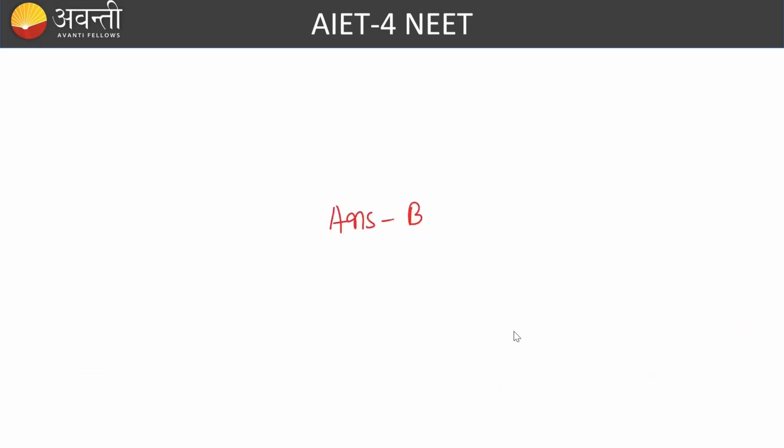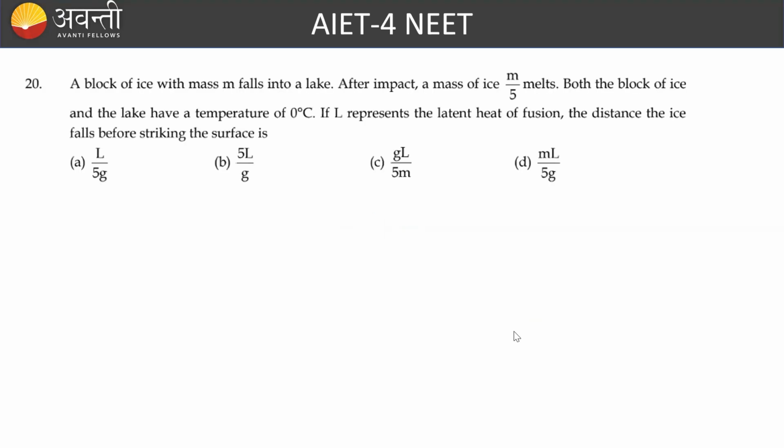And what will be the next question? Next question is there on your screen now. So let's read the question carefully. What is the question? There is a block of ice with mass m and that falls into a lake. After impact, a mass of ice m/5 melts. Both the block of ice and the lake have an average temperature of 0 degree centigrade. Yani ki there is a lake, suppose, and there is a block of ice of mass m and its temperature is also 0 degree. Here also temperature is 0 degree.